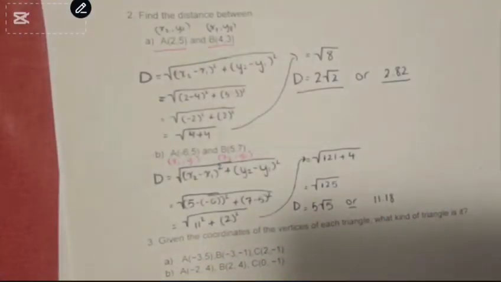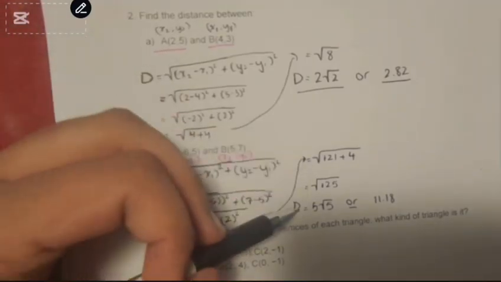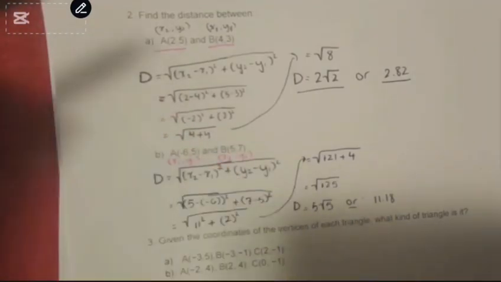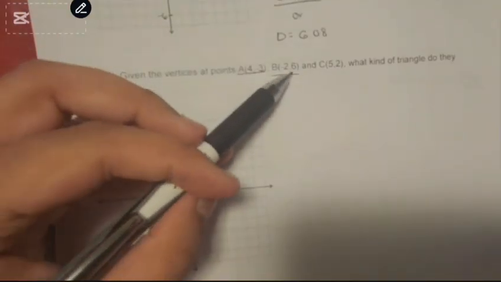So at the end, the distance between point A and point B is equal to 5 root 5, or 11.18. Now, let's go back to the first page, and we'll do this question. Given the vertices at point A (4, -3), B (-2, 6), and C (5, 2), what kind of triangle do they form?